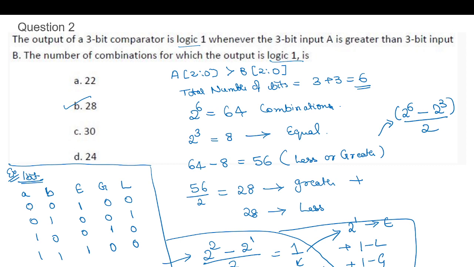So with 1 bit you will have 2 combinations. For the 2 combinations you will have equal, and out of the rest of the 2, half will be greater, half will be lesser. And the total number of combinations for 1 plus 1, 2 bits, is 4 combinations. So with that the correct answer is option B.